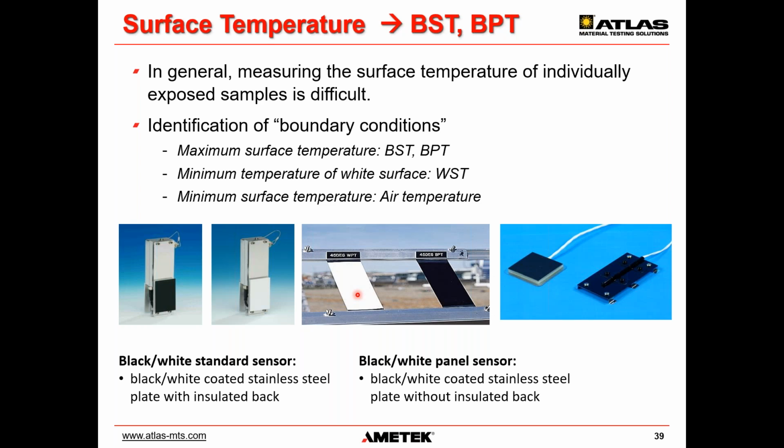Typically, under irradiation, black standard has a higher temperature. However, the difference can be 2 degrees, it can be 10 degrees, depending on the whole setup of the system. And that's a little bit unfortunate. The reason why we have two different types of sensors is a little bit historic. American standardization for many years preferred and used the black panel sensor, which is shown here on the right.